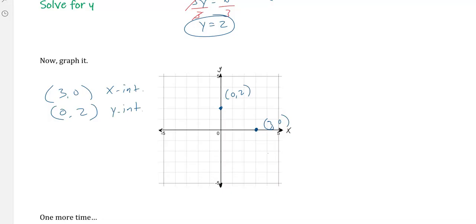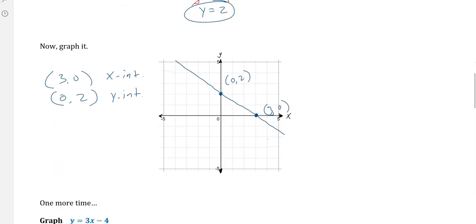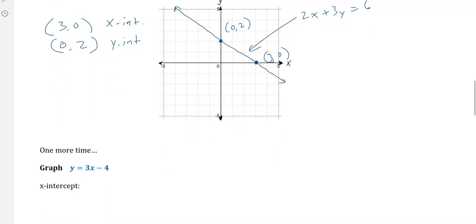And then all we have to do is connect those 2 points with a line. And we have graphed the equation 2x plus 3y equals 6. Put the arrows on there. That's the line for that equation. All right, let's try a different one.